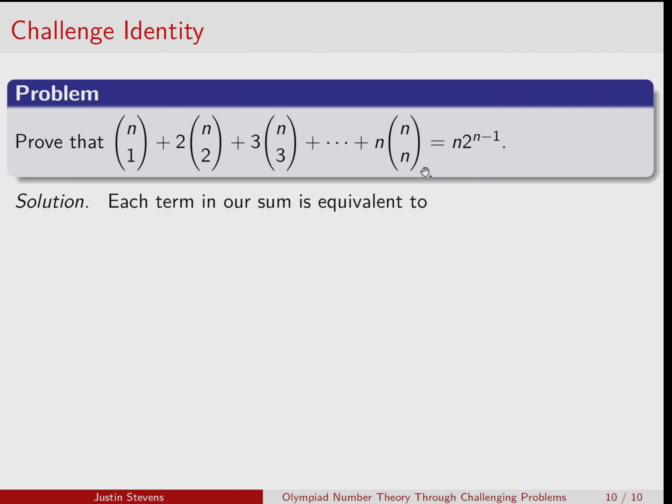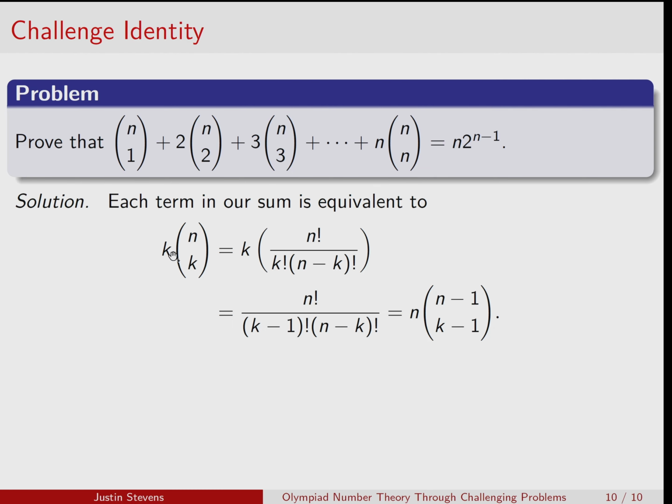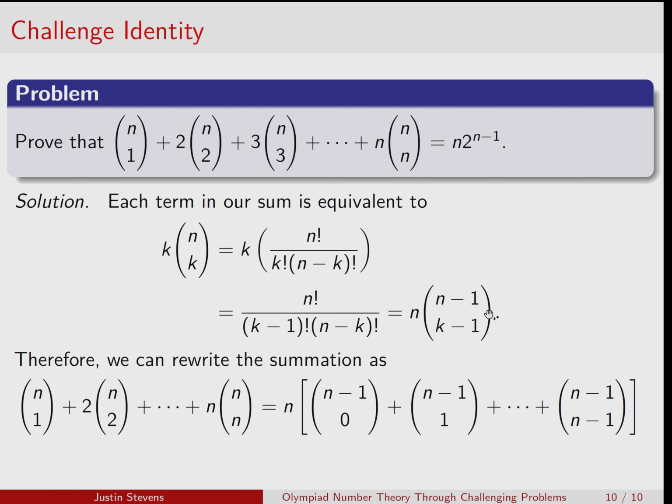And to prove this, notice that each term in our sum is equivalent to k times n choose k, which is equal to k times n factorial divided by k factorial times (n minus k) factorial. The k and k factorial cancel there, and we get n factorial divided by (k minus 1) factorial times (n minus k) factorial, where if we factor out an n in the numerator here, we just get n times (n minus 1) choose (k minus 1). So therefore, we can rewrite the summation as shown here, which is a factor of n times all the terms, n minus 1 choose 0, plus n minus 1 choose 1, and so forth, which is just going to be equal to n times 2 to the n minus 1, which proves our desired result.